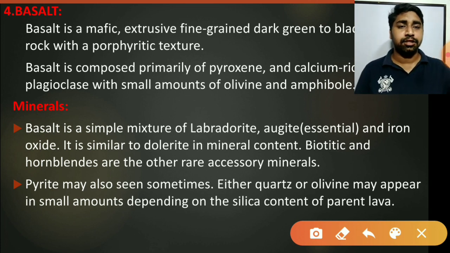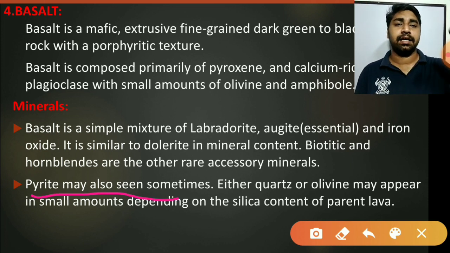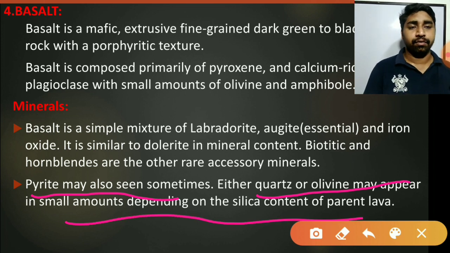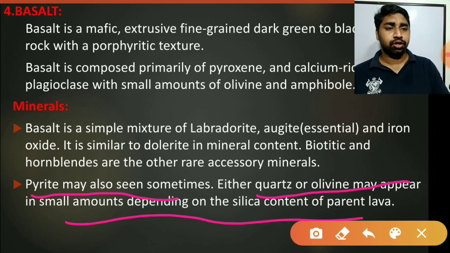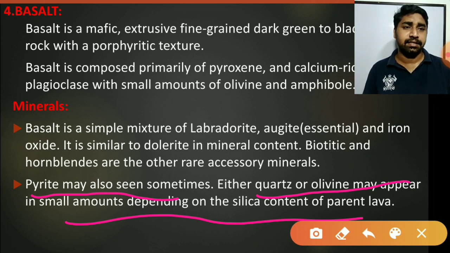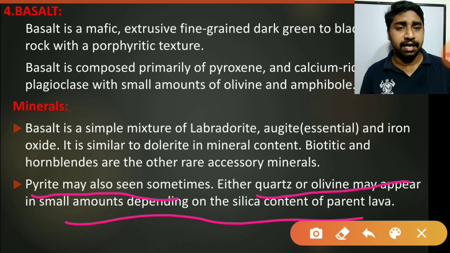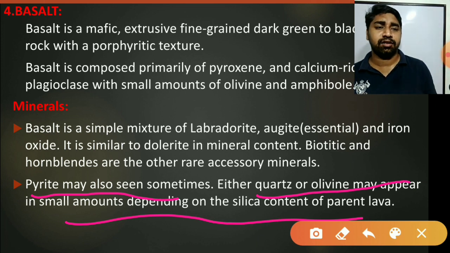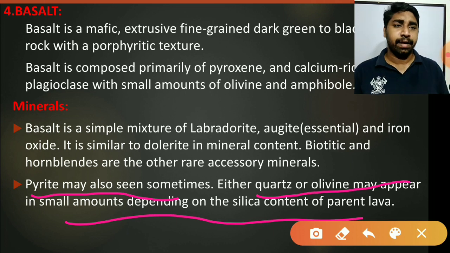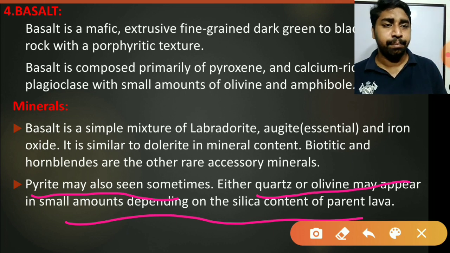Pyrites may also be seen sometimes. Pyrites are also available along with these basalts, and quartz or olivine may appear in small amounts depending upon the silica content in the parent lava. We have already discussed this: the parent lava is the lava from which these basalts are formed. If it contains silica content, then either quartz or olivine may occur in small amounts along with these basalts.